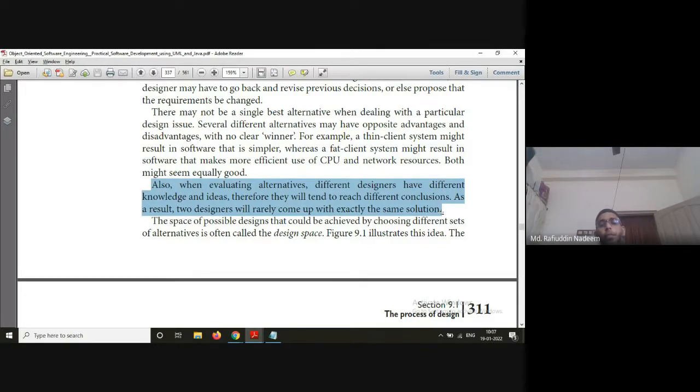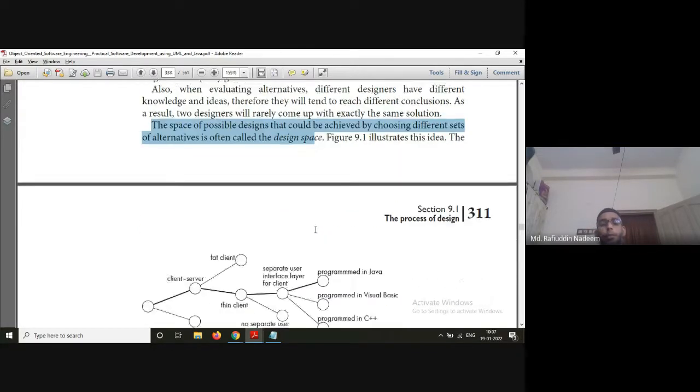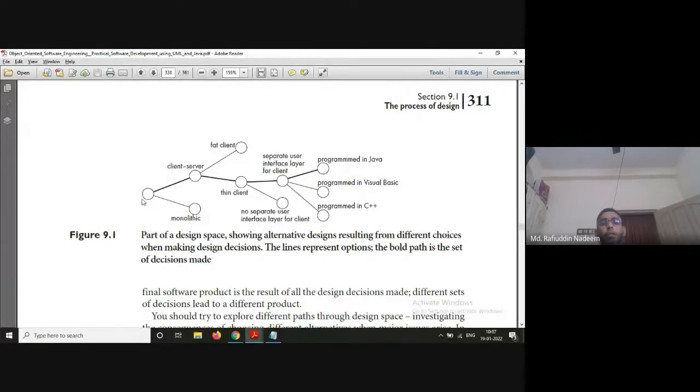The space of possible designs that could be achieved by choosing different sets of alternatives is called the design space. So the space of possible designs. Here, say you are going to develop a system. If it is a monolithic system, then no problem. Monolithic, it is single user. The figure shows the alternative designs resulting from different choices when making a decision. So if it is monolithic, no problem.